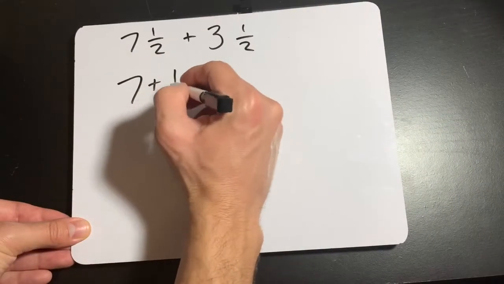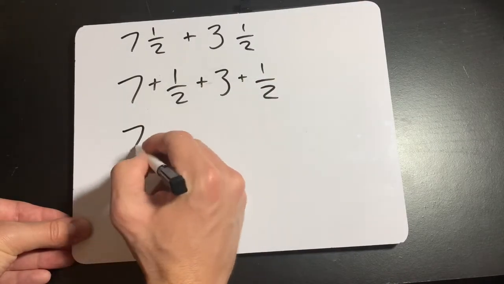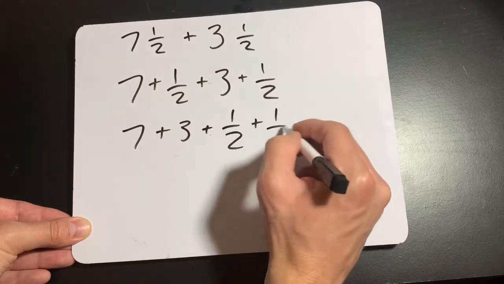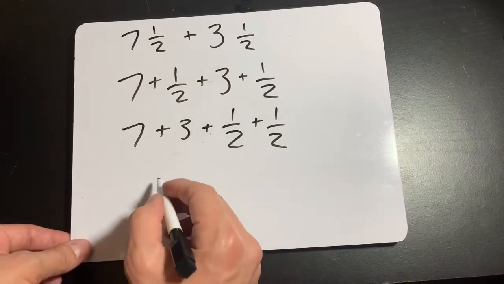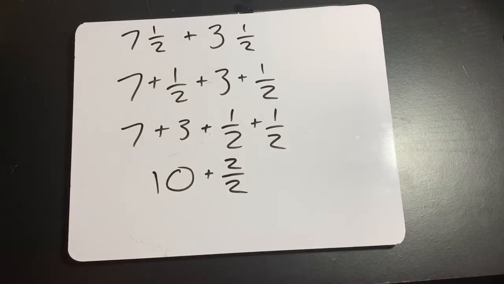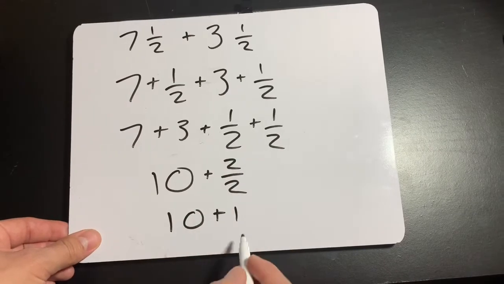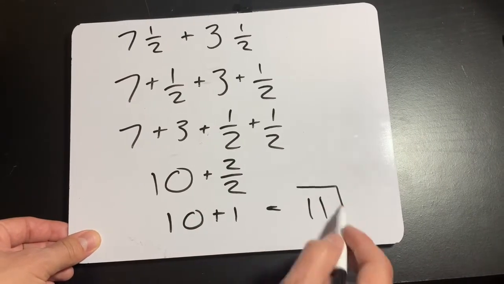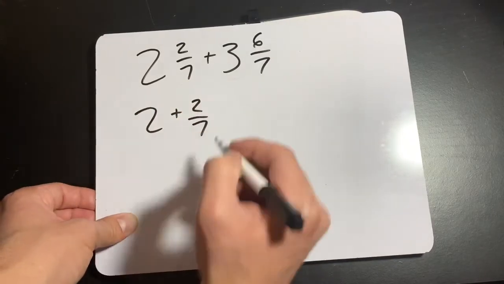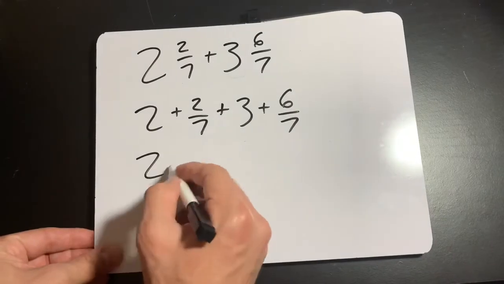Next, I want to do 7 1/2 plus 3 1/2. This is where it gets tricky. I use my properties to put them where I want them. 7 plus 3 is 10. And now 1/2 plus 1/2 is 2/2, which is a whole fraction. And every whole fraction is 1. So 2/2 is equal to 1, which makes it 10 plus 1. The answer is 11.